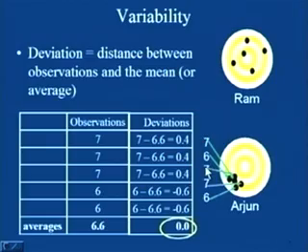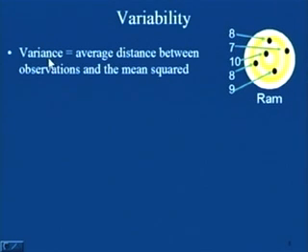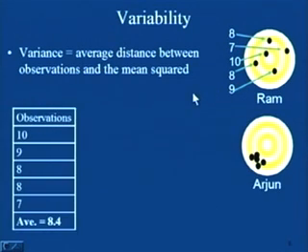Let us see, we define the variability in another way. Now, we define the variability as the variance. What is the variance? Everybody must be knowing that it is the average distance between observations and the mean, squared. Again, we will calculate the variance with respect to this definition. These are the same observations of Ram and Arjun. The observations have been written here: 10, 9, 8, 8 and 7. The average we have already calculated, it is coming as 8.4.